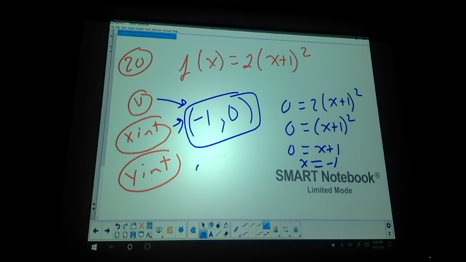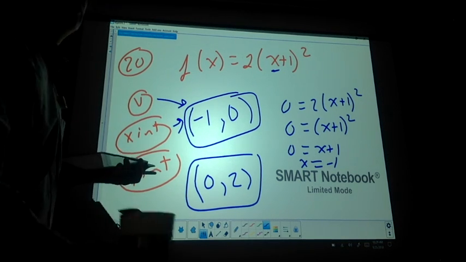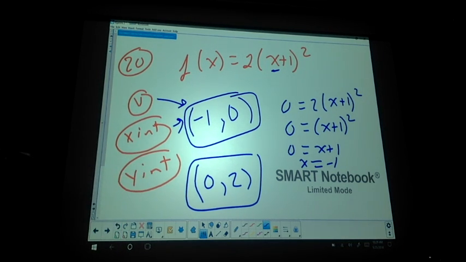In order to find the y-intercept, I'm going to plug 0 in for x. So plug it in there. I get 1 squared, which is 1, times 2. So 0, 2, that's where it crosses the y-axis. So a lot of times when you're working with parabolas, it's just recognizing where you plug 0 in, and what does 0 plugged in result in for you?